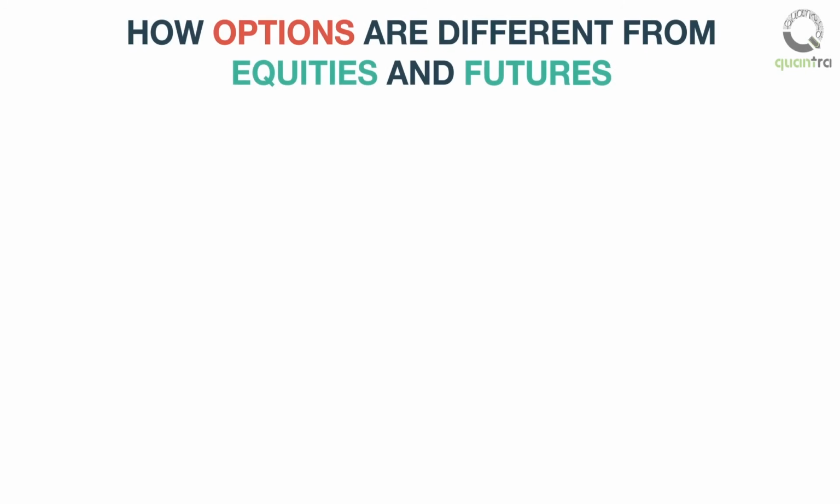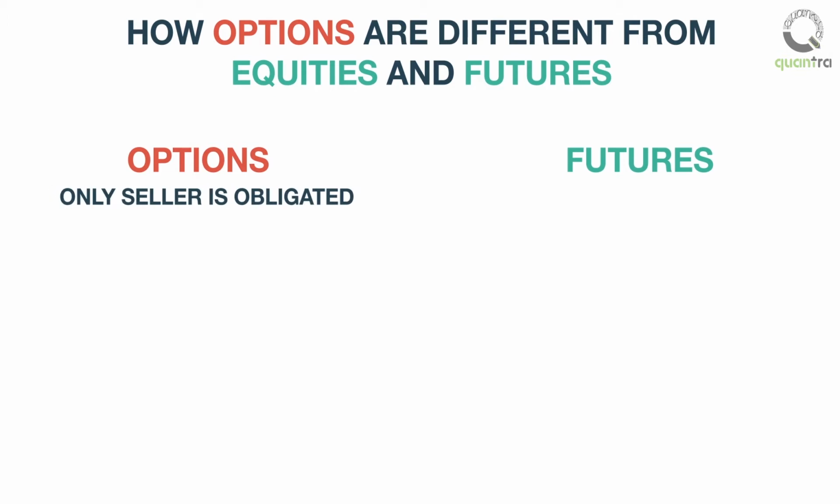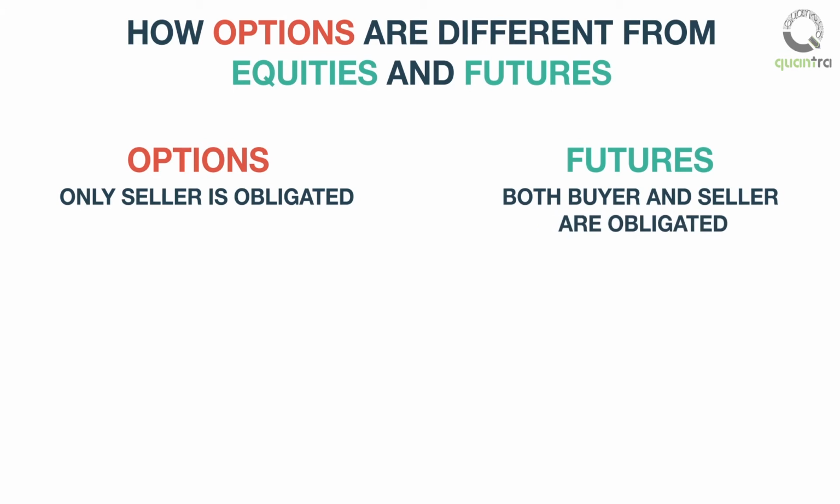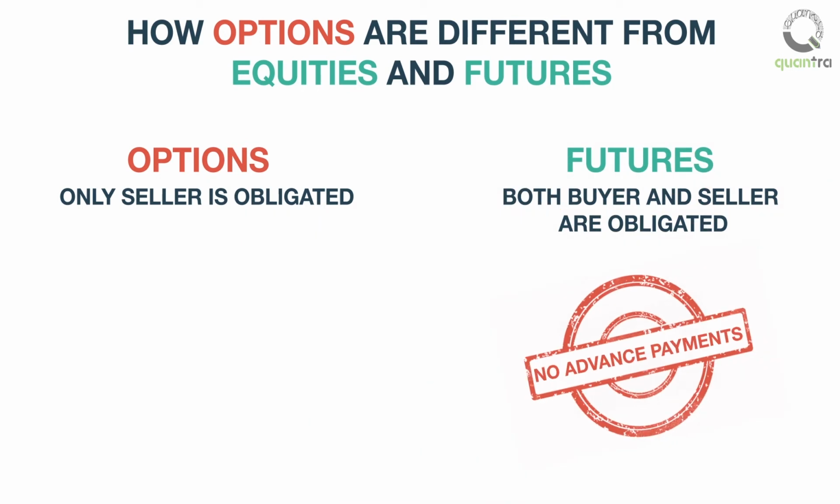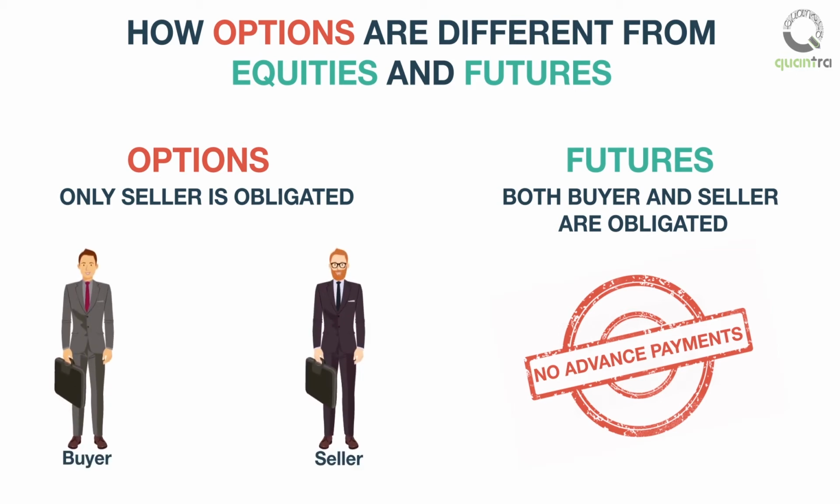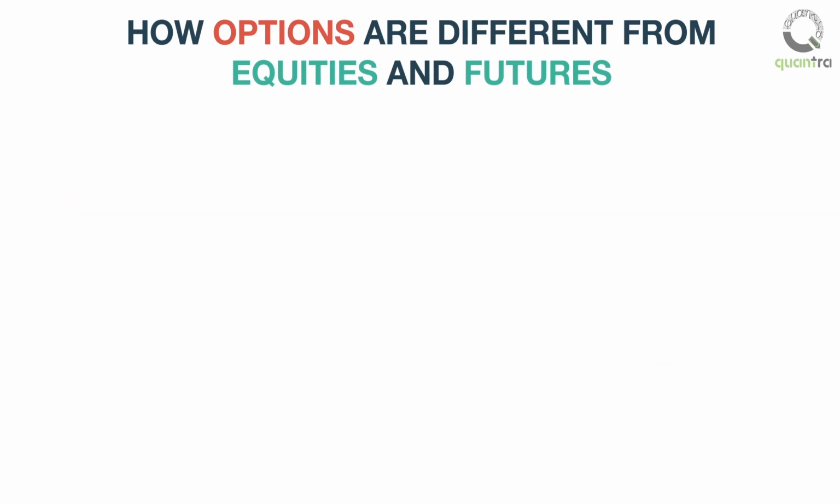In this video, let us try to differentiate options from equities and futures. The main difference between options and futures is that, unlike options, where only the seller has the obligation to buy or sell, in a futures contract, both buyer and seller are obligated to complete the transaction on the specified date at a predefined price. Also in futures, there are no advance payments made to any of the parties, while in options, the buyer pays a premium, and the seller receives a premium.